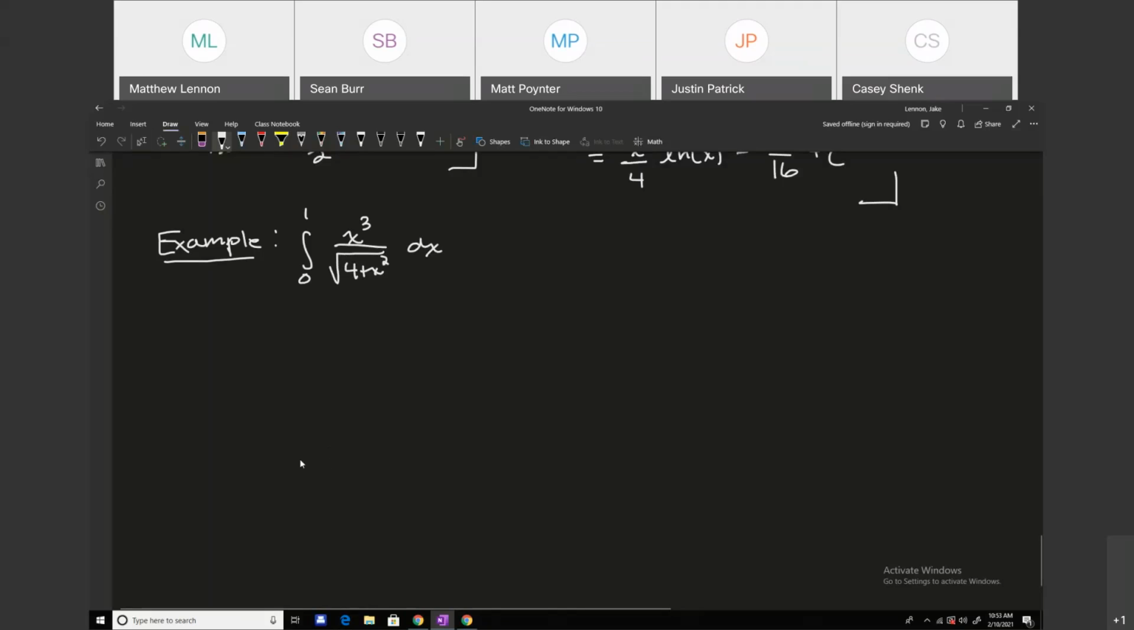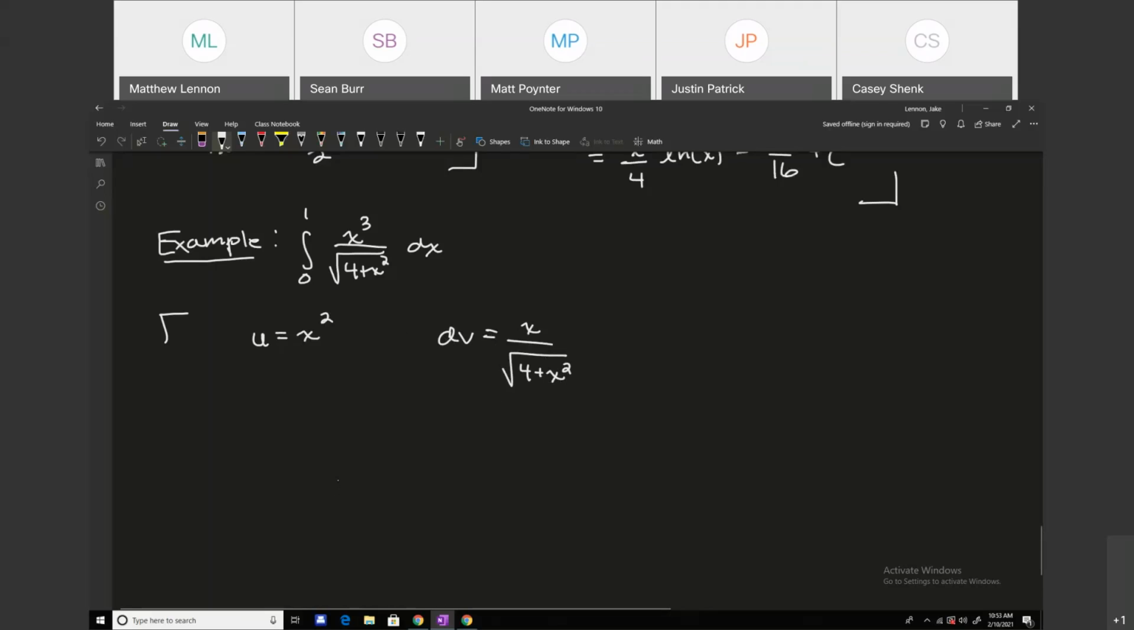Like you might look at it and say, well, I probably want to pick u to be either x cubed or maybe 1 over the square root of 4 plus x squared or something like that. But this is the really tricky part to the problem. The choice of u here is x squared. So if u is x squared, that would mean dv would have to be x over the square root of 4 plus x squared.